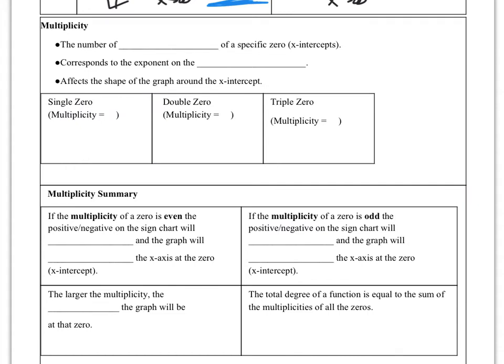The other key topic we talked about with graphs is multiplicity. So multiplicity has to do with the number of occurrences of a specific zero. And it corresponds to the exponent on that factor once we have a factored form of my equation. And it affects the shape of the graph around the x-intercept. So if I zoom in at the x-intercept, what does that shape look like?